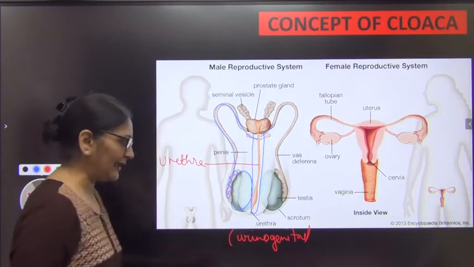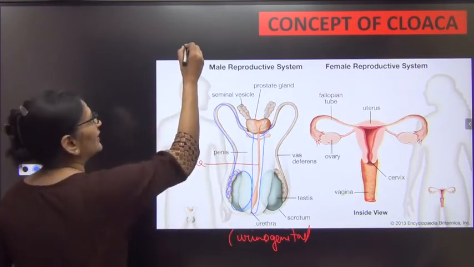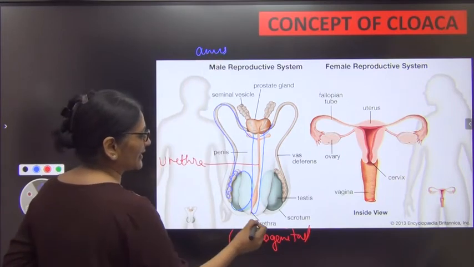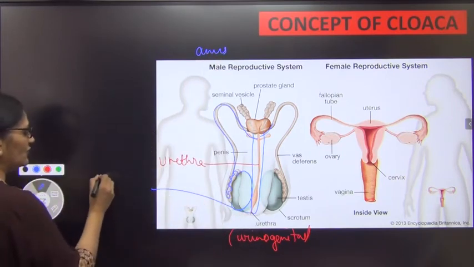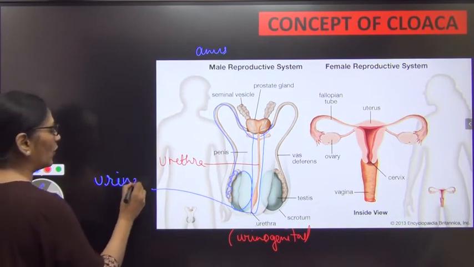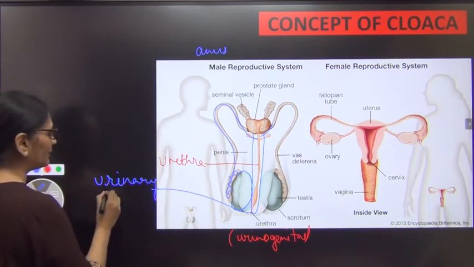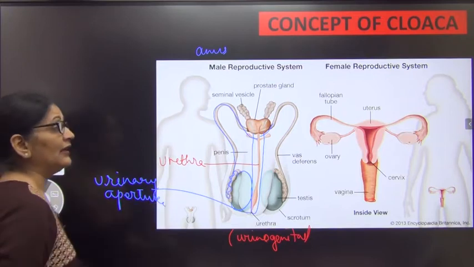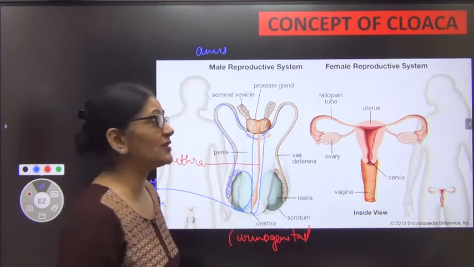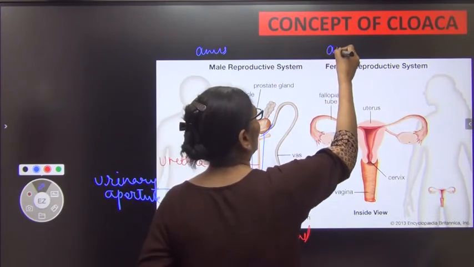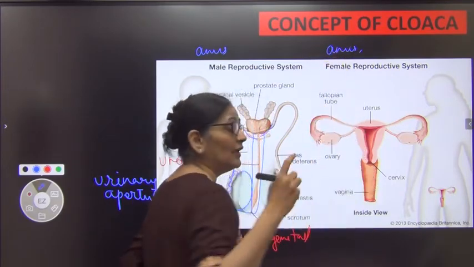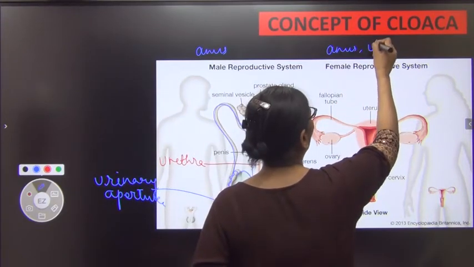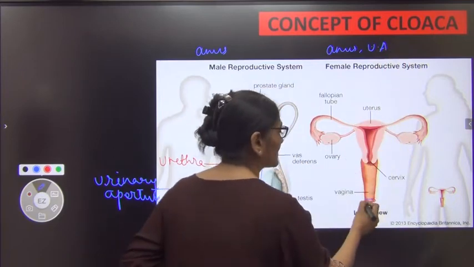So in males there are two apertures. There is one aperture for the digestive system called anus, and one called the urinary aperture, and this urinary aperture is for both the reproductive system as well as the excretory system. But in case of females there are three apertures. The aperture of the digestive system is separate, we call it anus. The aperture of the excretory system is separate, we call it the urinary aperture, and the reproductive system has a separate one.